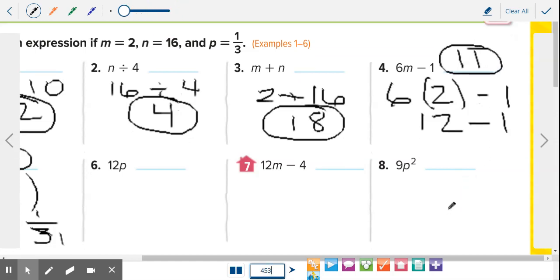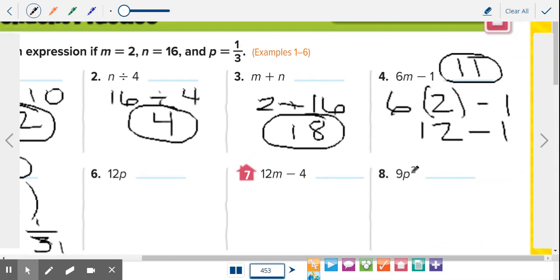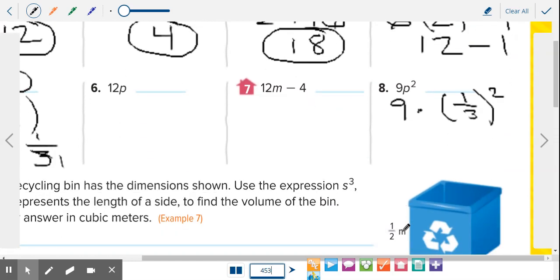Okay? Now, number 8. So that's just like what we just did. Okay, so we have 9p squared. So every time, your first step is to replace that variable. What's p equal? 1/3. So we do 9 times, and I like to do this in parentheses, 1/3 squared, because that exponent goes with that fraction, because that's what you replaced it with. So that means 1/3 squared is what? 1/9, because that's 1/3 times 1/3.